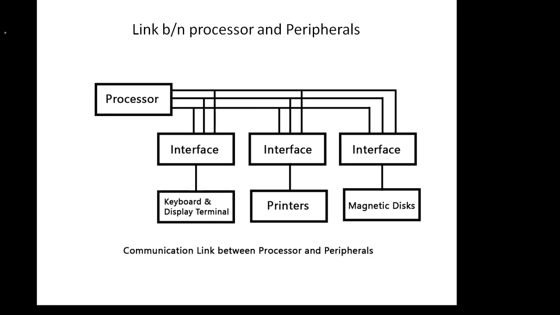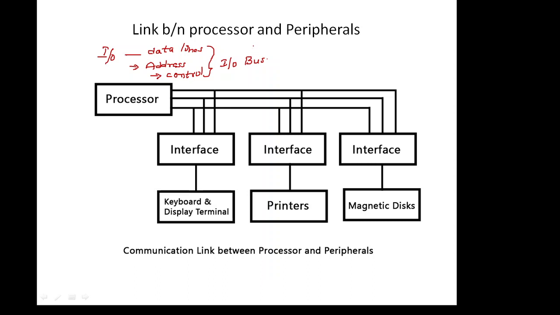So this IO bus consists of first the data lines, next the address lines, and next the control lines. All these three combined we call an IO bus.